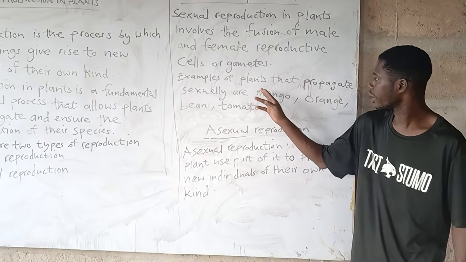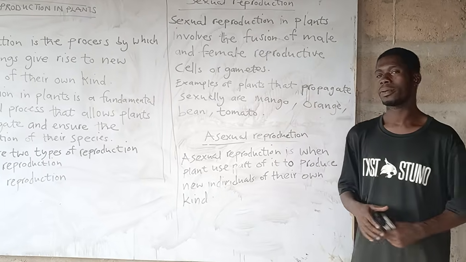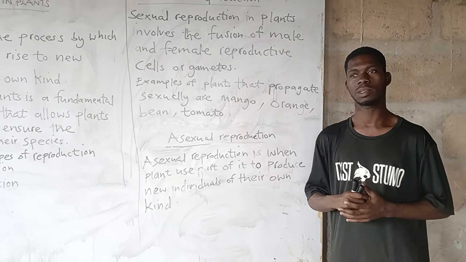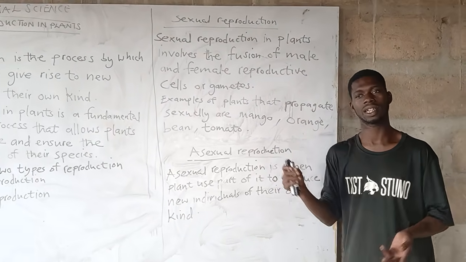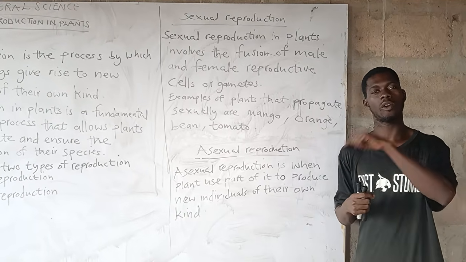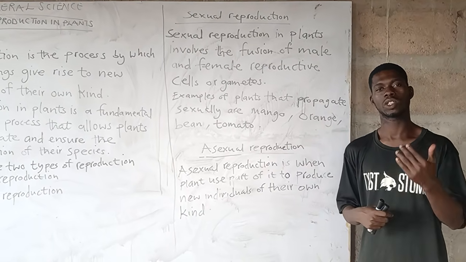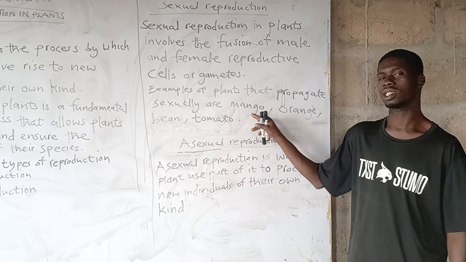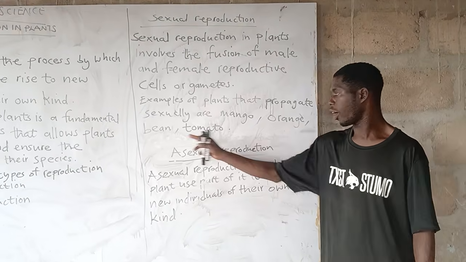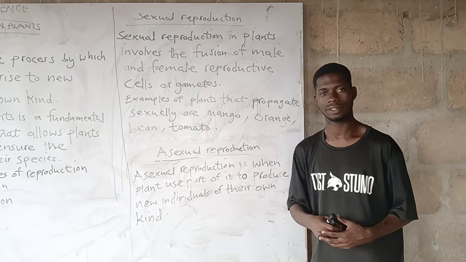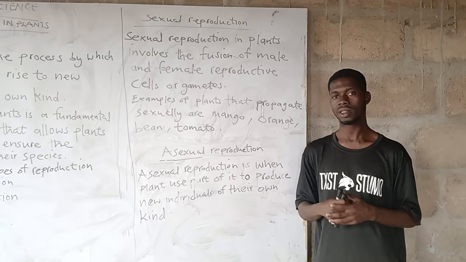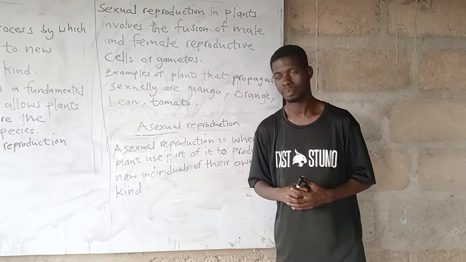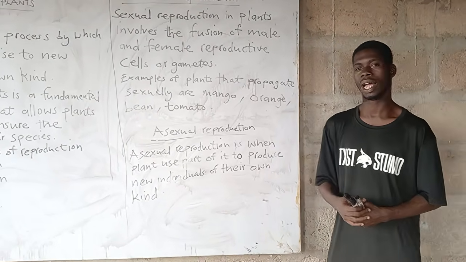Now, these are some examples of plants that propagate sexually. It means the pollen grains will move and come in contact with the ovum, and as a result a new plant of that species will be formed. We have mango, orange, beans, and tomatoes as well. All these plants propagate sexually.